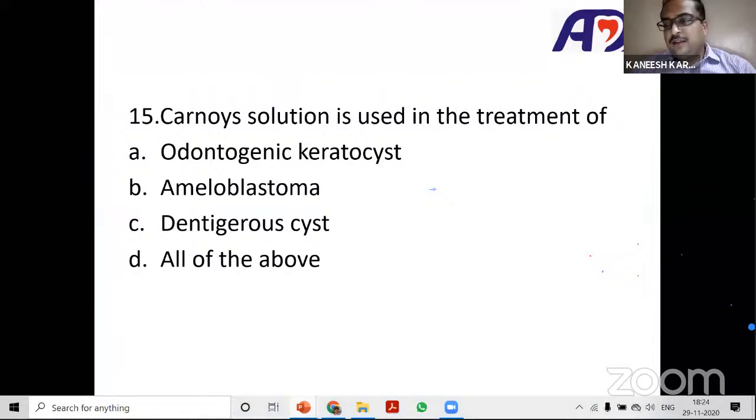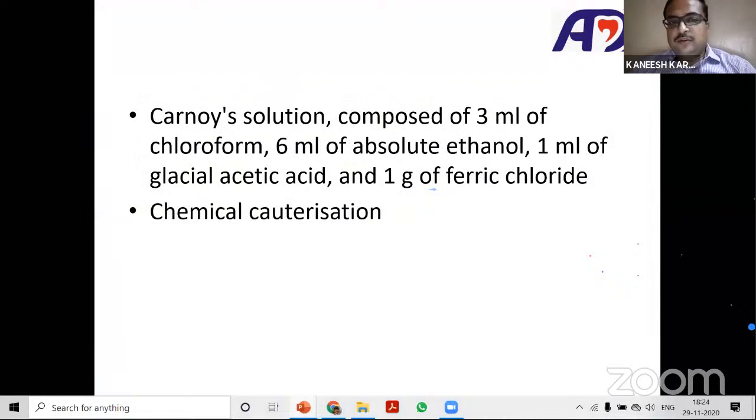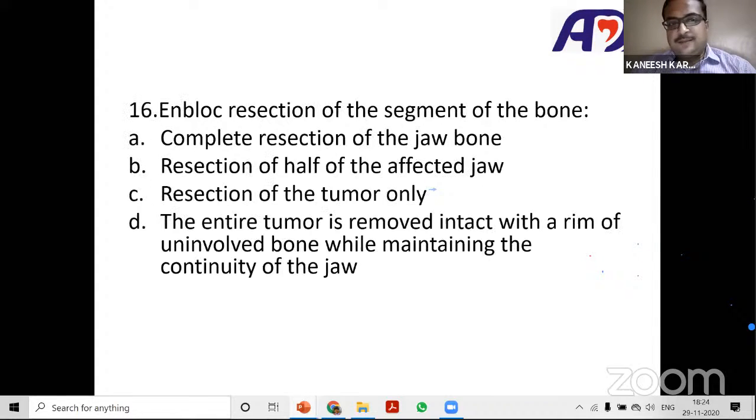Of course, again a straight question. Carnoy's solution is used in the treatment of odontogenic keratocyst. Carnoy's solution is composed of chloroform, absolute alcohol, glacial acetic acid, and ferric chloride. Okay, it is used in chemical cauterization. Okay, it removes the daughter cyst or the satellite cyst.